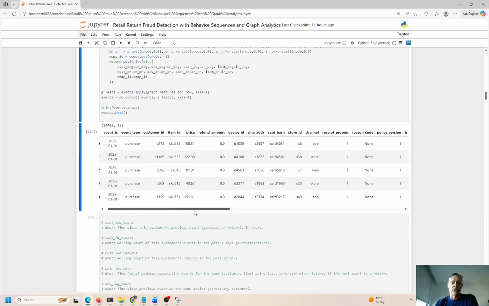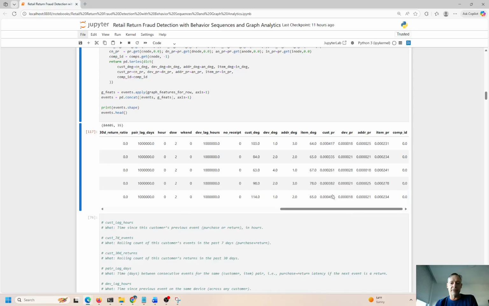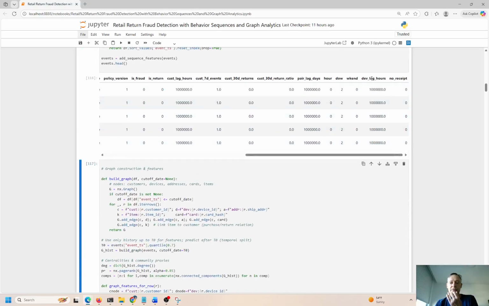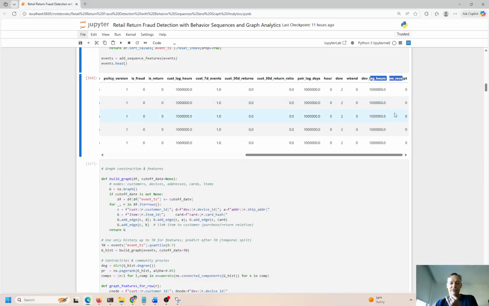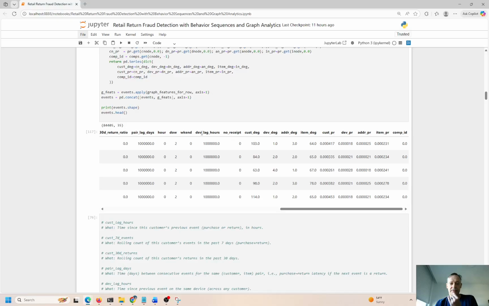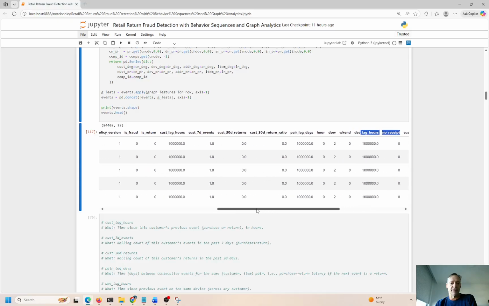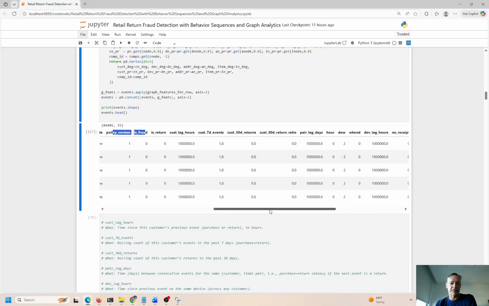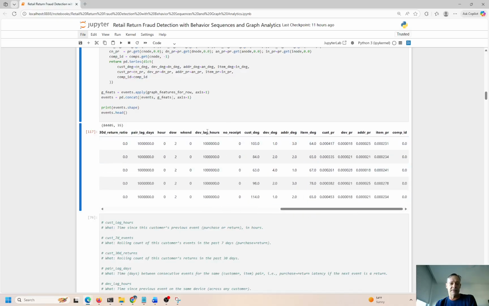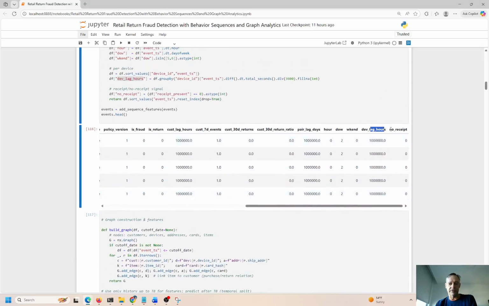Okay, so we did the analysis using a graph technique. Now we ended up with deviation lag hours and no receipt. So we should start down here, deviation lag hours, no receipt. Great. So now, doing a graph analysis, we have a couple more feature engineering items that we just created and appended onto the end of the original data frame. Remember, the original data frame ended with policy version is fraud. I created a few very generic types of feature engineering exercises, right? And we ended up with deviation lag hours and no receipt. That's exactly what we see over here, right?